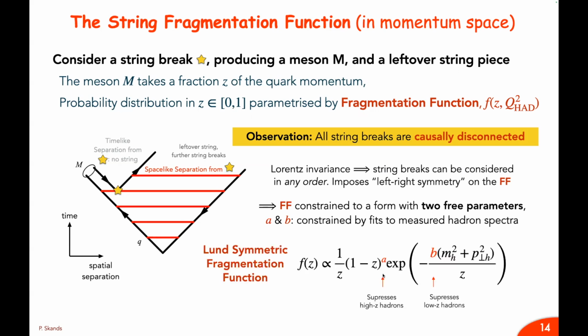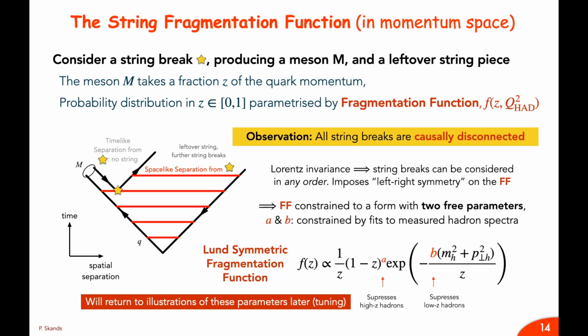And I won't go through the steps of deriving it, but that is how you arrive at this Lund symmetric fragmentation function. If you do anything with non-perturbative tuning or fits with Pythia, then you will see these A and B parameters, which are the free parameters that have to be constrained to data. But the functional form is constrained by left-right symmetry and causality. So that's quite nice. Still quite a predictive model in momentum space, but it's not very predictive in terms of the flavors that we get out.